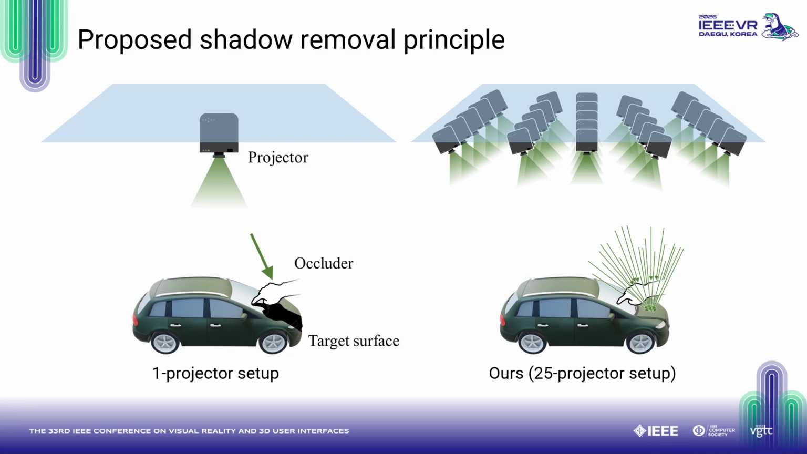On the left, with a single projector setup, shadows are cast when a user's hand or other object approaches the projection surface and blocks the light path. On the right, with synthetic aperture projection setup, like 25 projectors in this example, even if some projectors are occluded, light from the remaining projectors still reaches the surface, effectively reducing shadow formation.